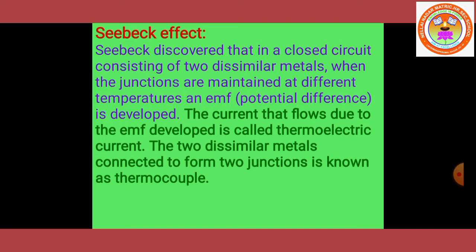According to the Seebeck effect, in a closed circuit consisting of two dissimilar metals, when the junctions are maintained at different temperatures, an electromotive force is developed. The current that flows due to the electromotive force is called thermoelectric current. What is a thermocouple? The two dissimilar metals connected to form two junctions is known as a thermocouple.